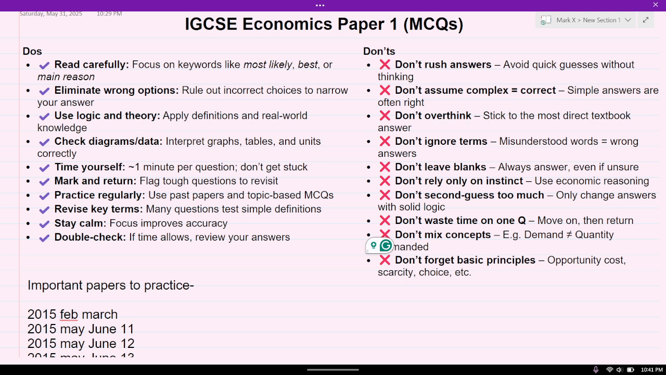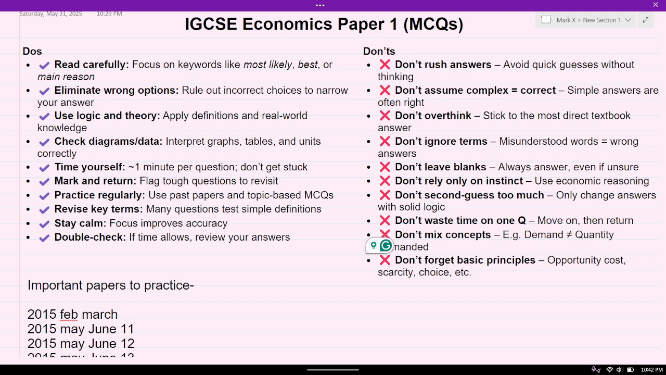Now, the main way you can prepare for economics is papers. The more past papers you do, the more repeated questions you'll see. Because to be honest, economics, the people that make the past papers are kind of lazy because they will repeat a lot of questions. So make sure you go through a lot of papers, revise key terms, go through the definitions, and when you're writing the paper, it's very important you stay calm. If you have a lot of stress or anxiety, try meditation, yoga, or something, but you need to have a calm mind when you're doing the MCQ.